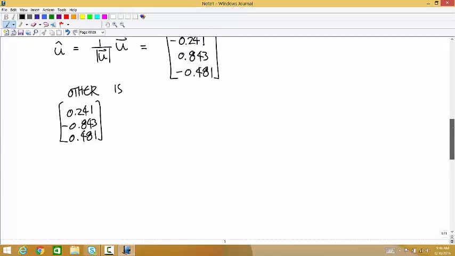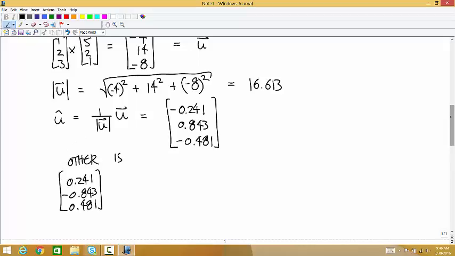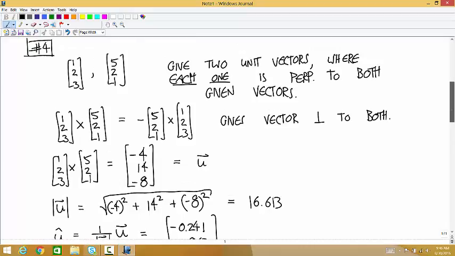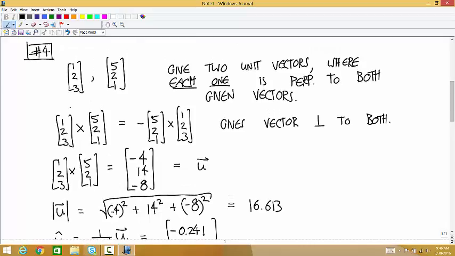So, for example, it didn't ask for this in this problem, but what if this problem had asked for a vector with a magnitude of 80 that's perpendicular to both of these two vectors? How would you do that?